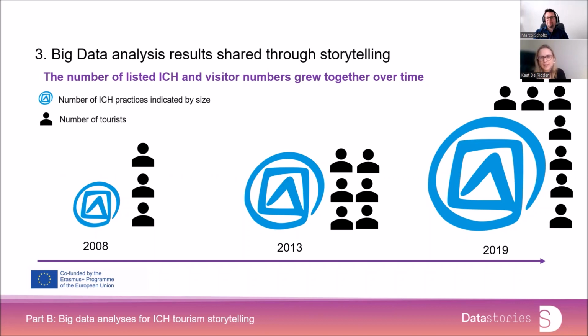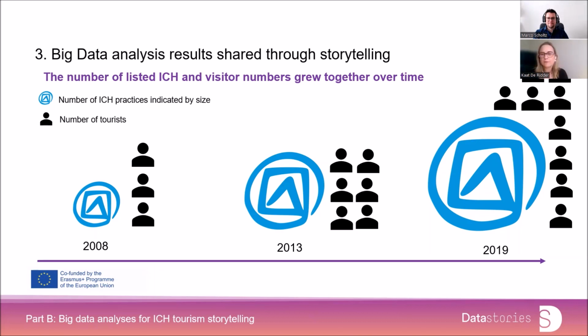So let's have a look at all of these results through a visual storytelling lens. From this slide, it immediately becomes clear that both the number of listed intangible cultural heritage practices and visitor numbers grew together over time, starting from 2008, the year in which the Representative List of the Intangible Cultural Heritage of Humanity was established. And on average, each year, 38 practices are added to those lists of the 2003 Convention of UNESCO on Intangible Cultural Heritage.